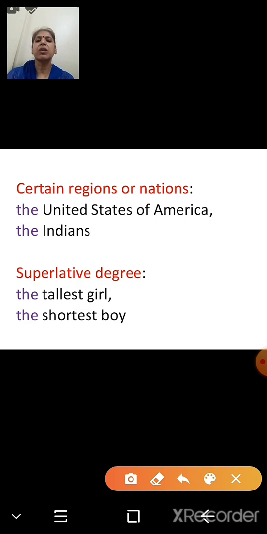The is also used with the superlative degree. Now you know there are 3 degrees of comparison. Which are they? Positive degree, comparative degree, superlative degree. Like tall, taller, tallest. As tall as, taller than, the tallest. So with the superlative degree, we use the article the. Tina is the tallest girl in the class. The shortest boy. So with the superlative degree, we use the article the.